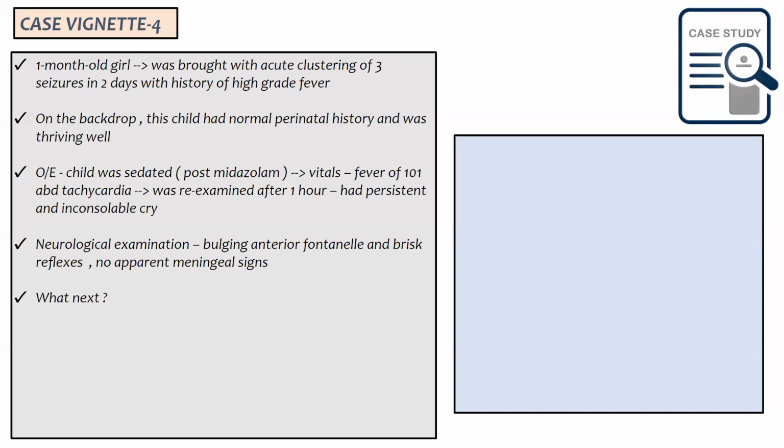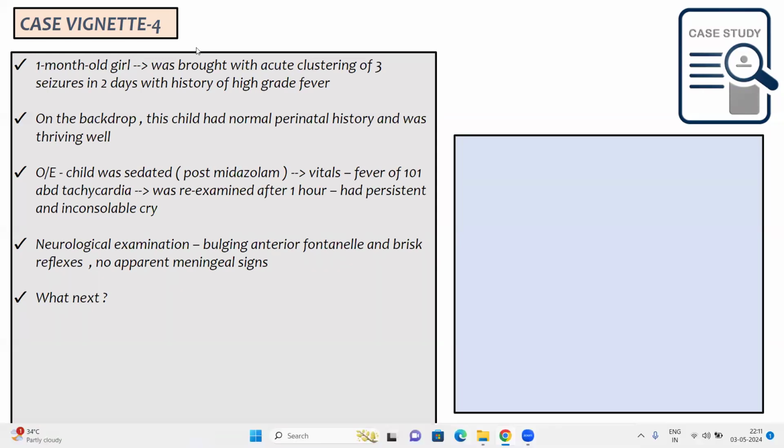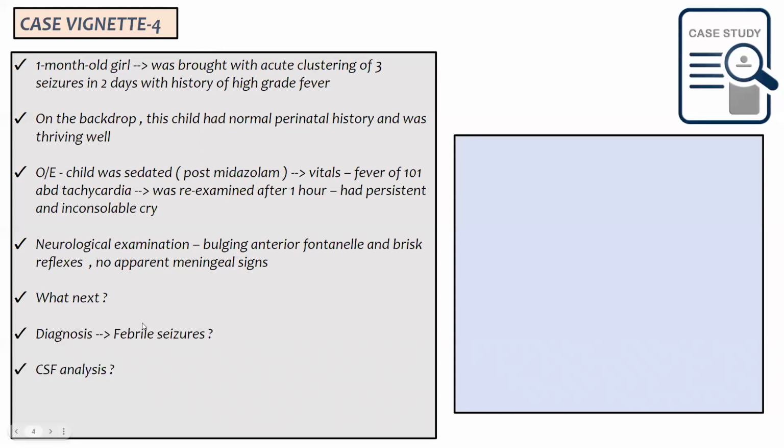What next? So I need answers for this. What do you think this is? Somebody said EEG and MRI and LP. Absolutely. So this is the example which I was saying. This child will fall into the category of less than 1 year, and this is an even more crucial age of 1 month. Any child who comes with this type of presentation, with a bulging anterior fontanelle and brisk reflexes, this is probably a CNS infection. You need to rule out a CNS infection, and you have to probably consider imaging and LP.